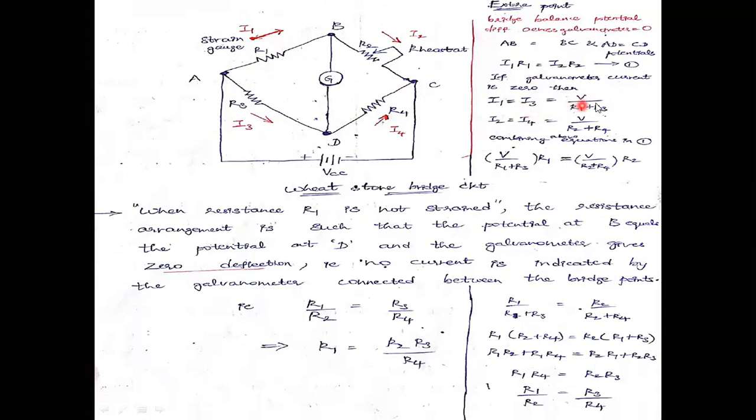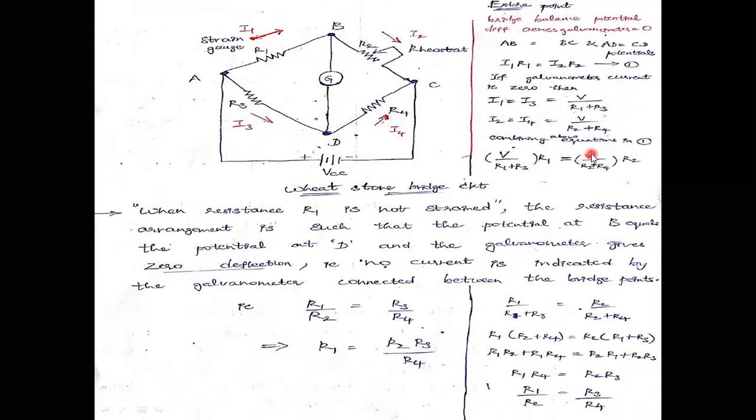I1 is equal to I3, that is equal to V by R1 plus R3. Similarly, the current I2 is equal to I4, that is equal to V by R2 plus R4.